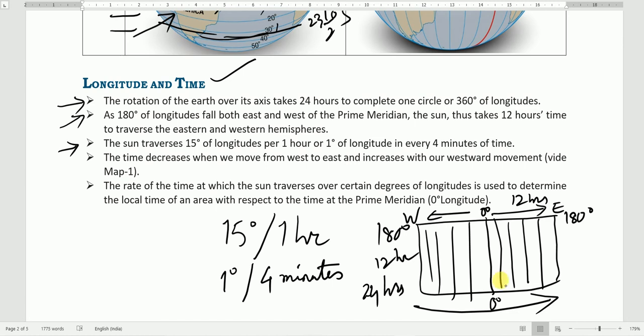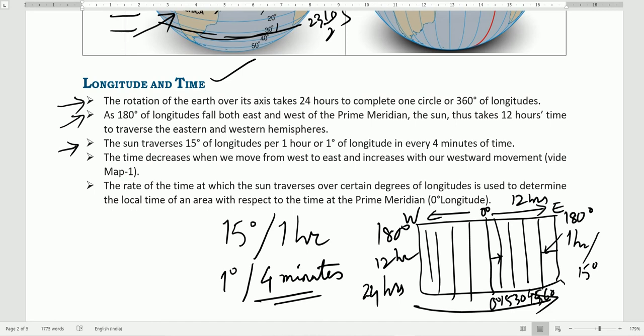The sun traverses 15 degrees of longitude per 1 hour. Say, for example, this is 15, this is 30, 45, and so on, 60. That means the sun takes 1 hour to traverse these 15 degrees of longitude. Likewise, see here, this is 60, and so on. The sun takes 1 hour to cross 15 degrees of longitude, or it takes 4 minutes to cross 1 degree of longitude.